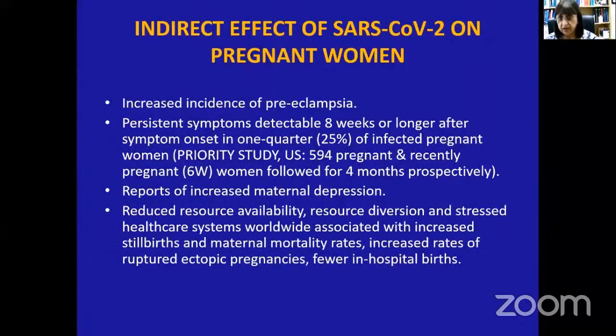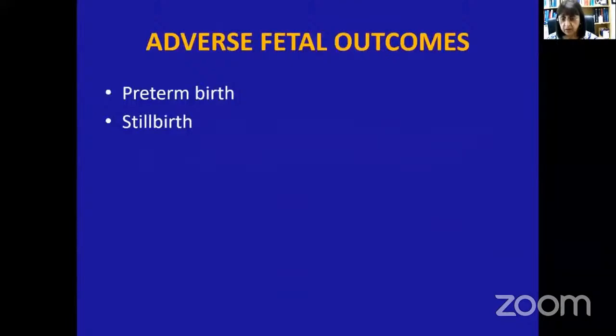What about the indirect effect of SARS-CoV-2 on pregnant women? There is an increased incidence of preeclampsia once a woman is infected. Some have persistent symptoms detectable 8 weeks or longer after symptom onset, and that is in up to 25% of pregnant women. Reports of increased maternal depression, and then reduced resource availability, resource diversion, stressed healthcare systems associated with increased stillbirth and increased maternal mortality rates, increased rate of fractured ectopics, and fewer in-hospital births. So some of these are direct and some of these are indirect impacts on the pregnant woman.